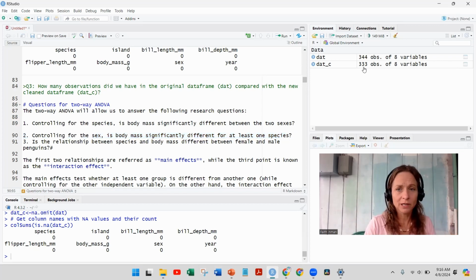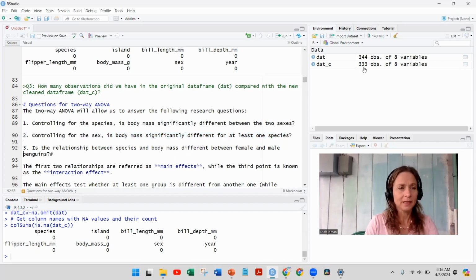And then the third question we ask here is the relationship between species and body mass different between male and female penguins? And now this is interesting because this is testing the interaction between the two variables, between species and sex, and saying, are those effects different for one level of this variable than the other level of this variable?